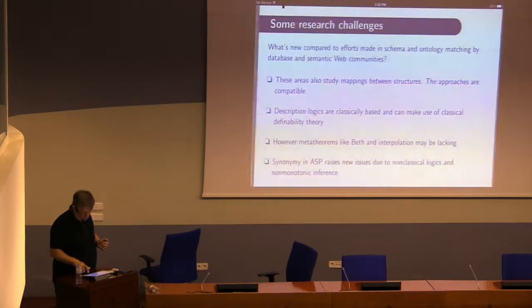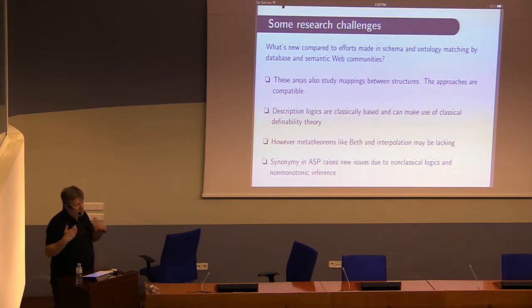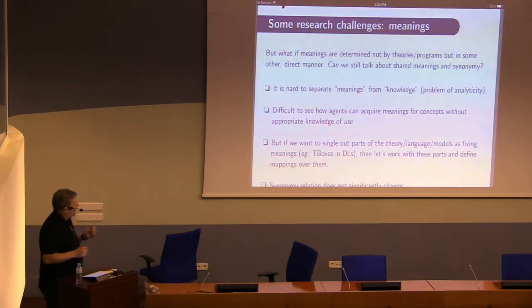So I said I'd close with some research challenges. So one is, what's new with respect to things like semantic alignment? Well, the bottom line is that in formalisms like ASP, we don't have classical logic, we don't have monotonic inference, and so there's a whole set of new issues that are raised. And there's lots of problems that you can express in ASP that you wouldn't want to try to express in classical description logics, unless you add a lot of new features to them.